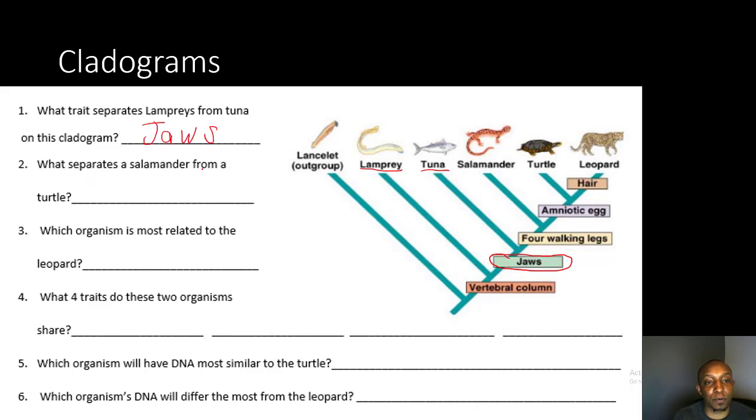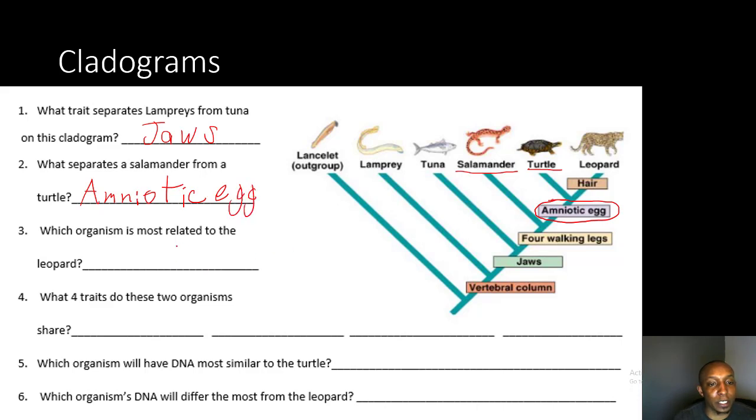And number 2, what separates a salamander from a turtle? So if we look, here's our salamander right here, and then here's our turtle. Both of them have a vertebral column, jaws, 4 walking legs, but a turtle has an amniotic egg. So that's what separates that salamander from that turtle.